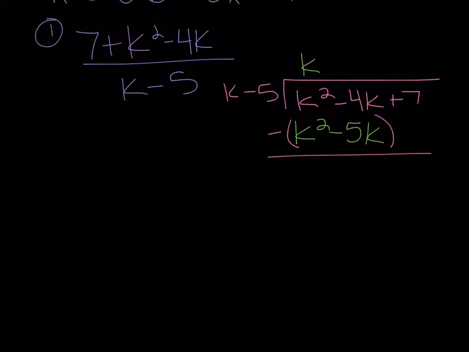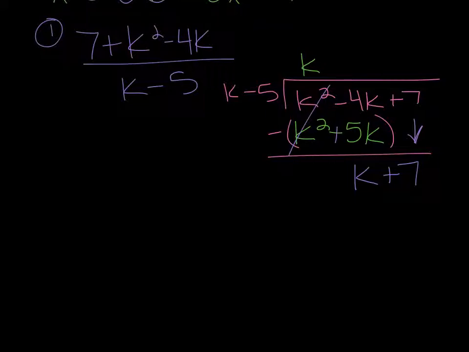And remember, whenever you subtract, you have to subtract that entire thing, right? K squared minus k squared. Those cancel out. And then negative 4k minus a negative 5k. That minus a negative turns into a plus. And negative 4k plus 5k gives me just a k. And then we're going to bring down the plus 7. Okay, and now we're ready to do it all over again.